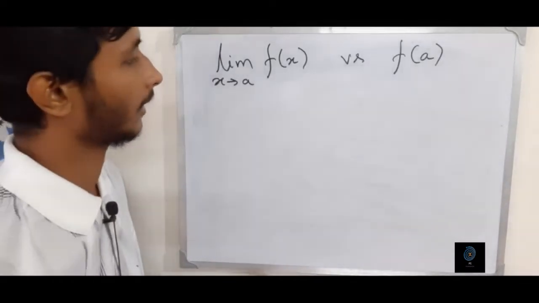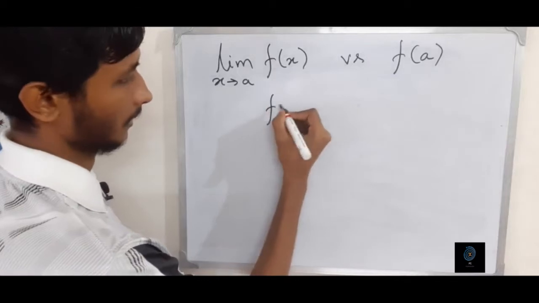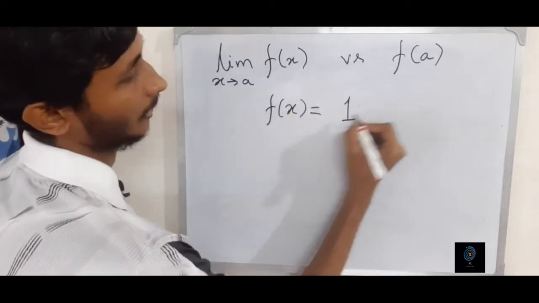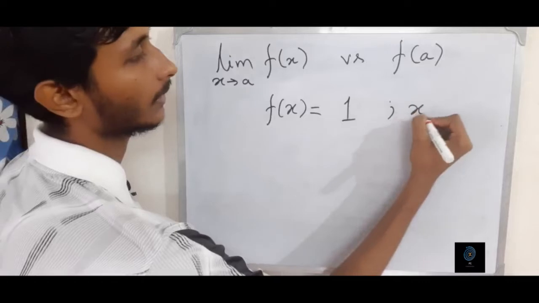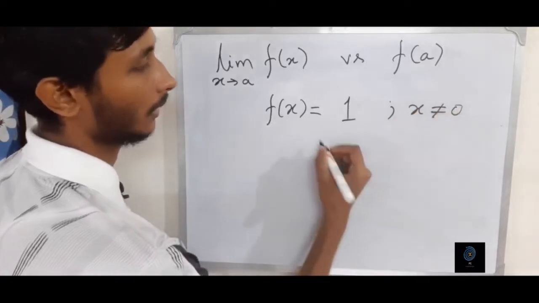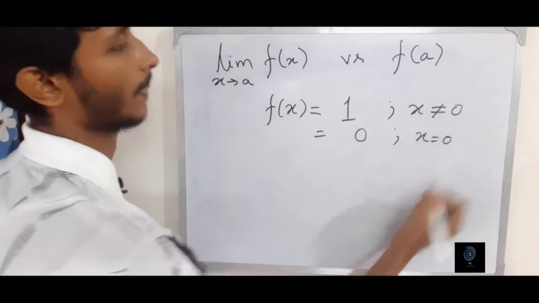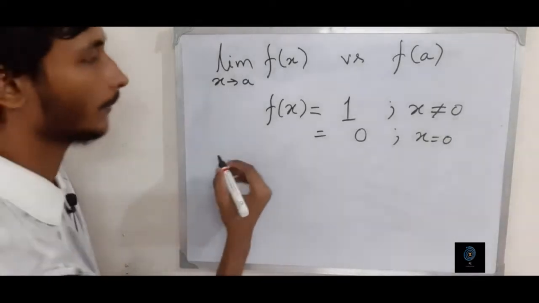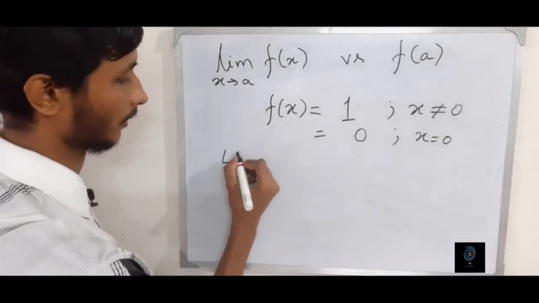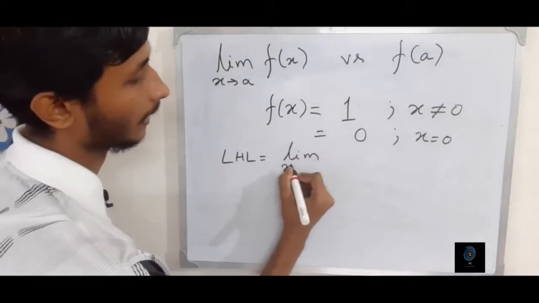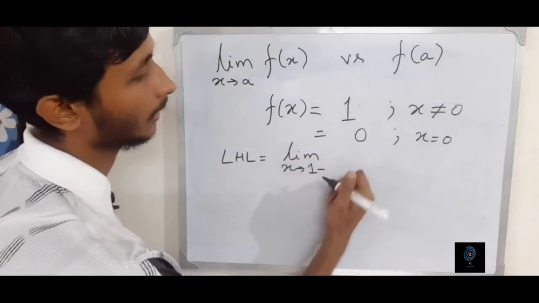So we further take another function. Let the function be defined like this: f(x) equal to 1 whenever x is not equal to 0, and f(x) equal to 0 when x is equal to 0. So we try to compute the limiting values. What is our left hand limit? Left hand limit is limit x tends to 0 minus f(x).